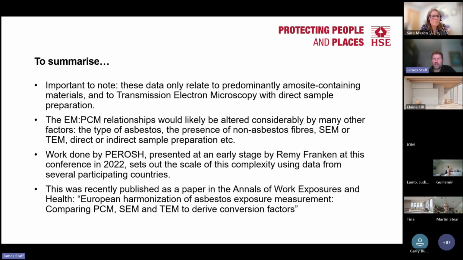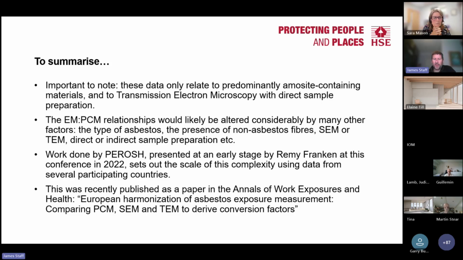As I said, it's really important to note that these data only relate to predominantly amosite-containing materials, and also to TEM analysis with direct sample preparation. These relationships could be altered by many other factors: the type of asbestos, the presence of non-asbestos fibres or not, using SEM or TEM, direct or indirect sample preparation, amongst many other things. There was work done on this by Perosh and presented by Remy Franken at an early stage at the FAM Asbestos Conference in 2022. This collected data from several of the participating Perosh countries and looked for trends.